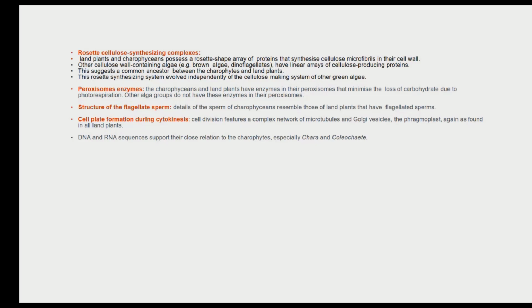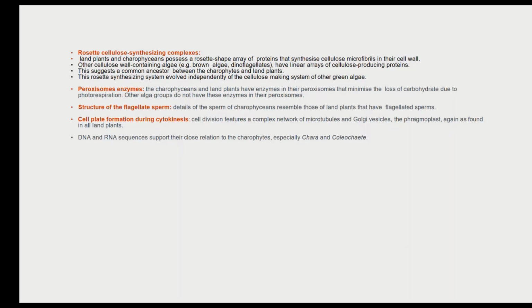The other trait is peroxisome enzymes, where the charophytes and land plants have enzymes in their peroxisomes that minimize the loss of carbohydrates due to photorespiration. You remember we talked about photorespiration in previous sessions, and other algal groups do not have this enzyme in their peroxisomes. We also have the structure of their flagellate sperm, where the sperm of the charophytes resemble those of land plants that have flagellate sperm.